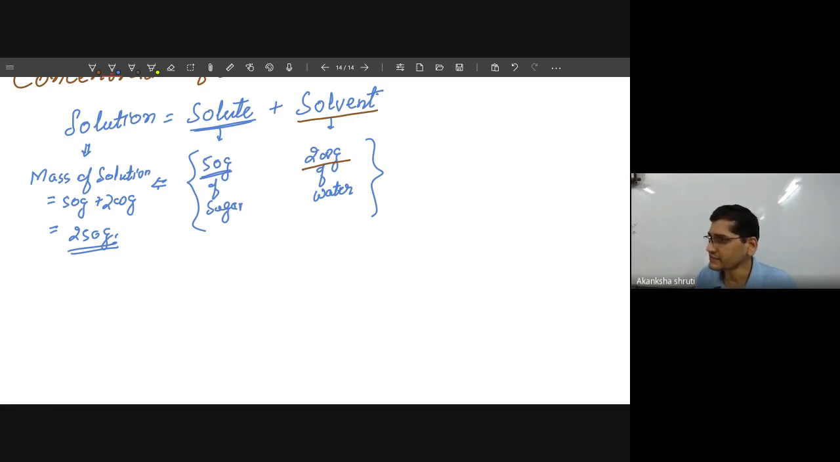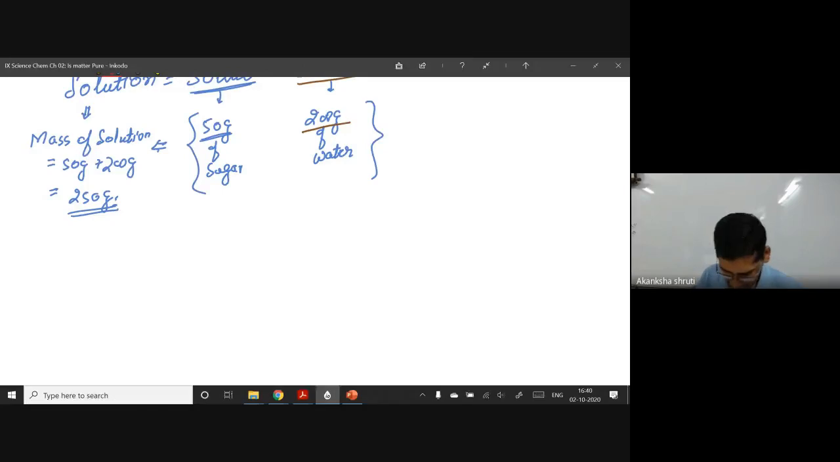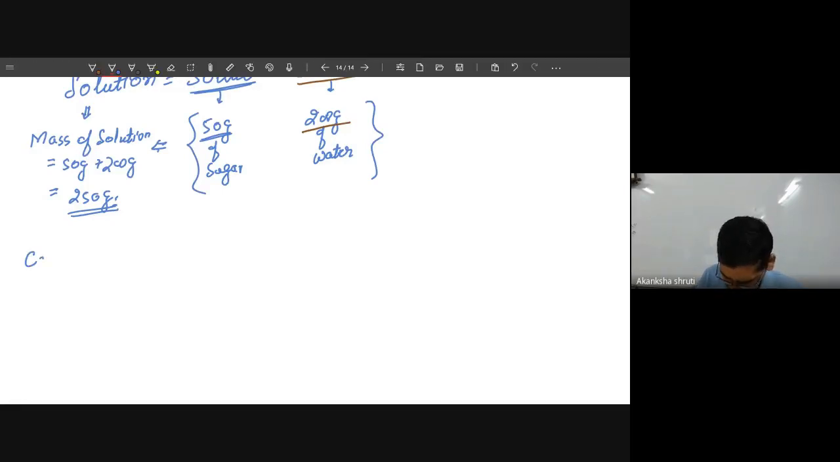Even volume wise, will the volume increase? No. Solute lies in the interspacing of solvent, so volume hardly increases. So volume cannot be added in general. But if larger volumes are taken and they are not just going into the interspacing, then volume will also get added. Now, what is this concentration? The term concentration of a solution.